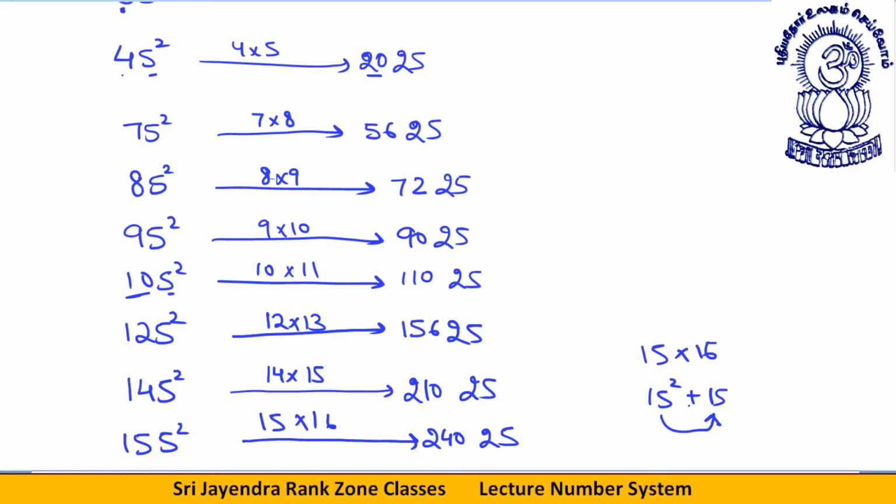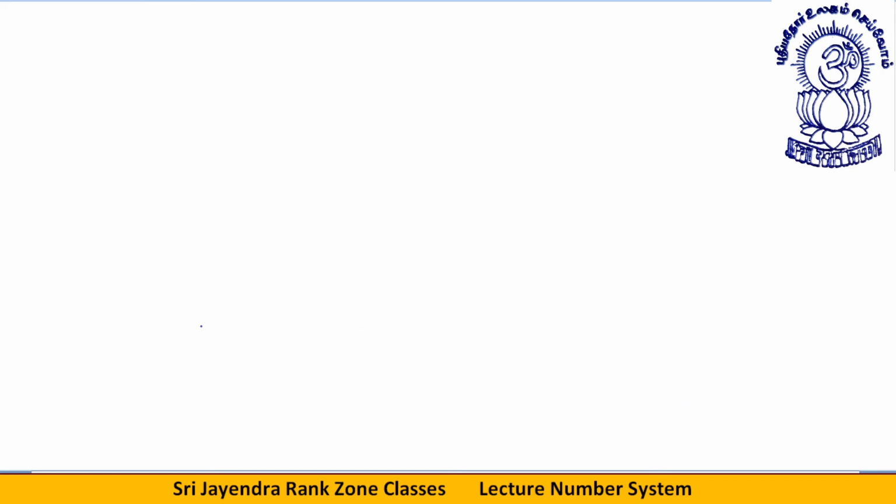Let me move to the next part. Now I will tell you how to find the square of all the numbers from 1 to 100, even greater than 100. But for that, I just need you to be thorough with the squares of 11 to 20. Okay, 11 square. I will tell you the shortcuts for this also very soon. But I want you to be thorough with this.